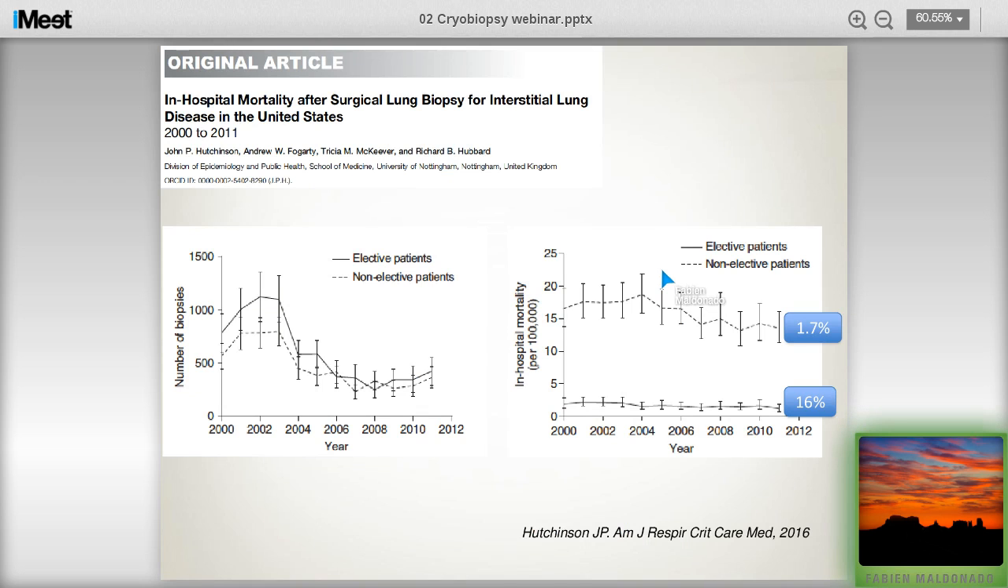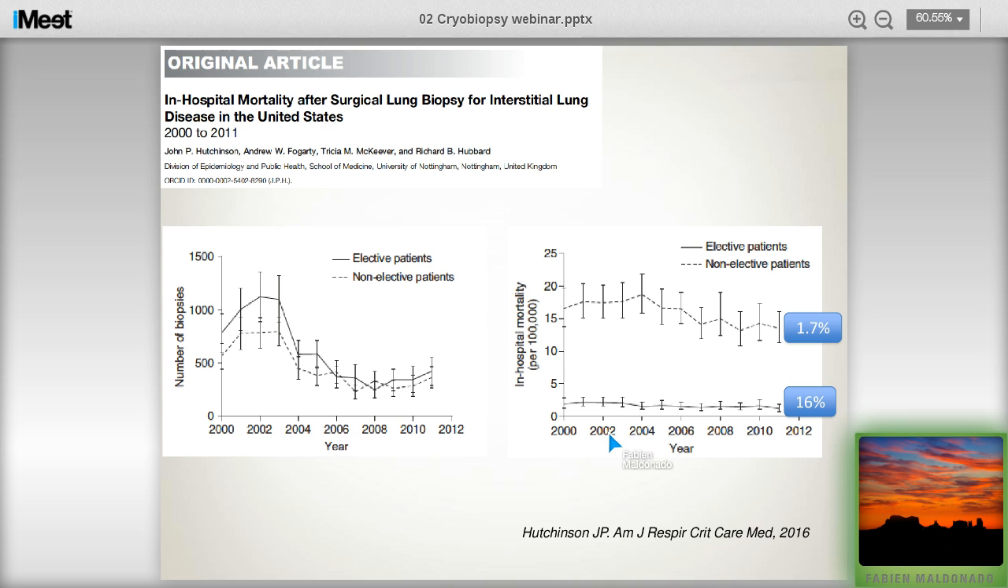And so, as I was mentioning, the question is, well, are we doing better? Looking at the next decade from 2000 to 2010, 2011, again from the Hutchinson paper published last year, you can see that the mortality remains quite high, not quite 16% as in the paper that I just mentioned, but still 1.7%. That's one patient in 60 that will potentially die from surgical lung biopsy. So that's a very high mortality rate, I think, for an elective diagnostic procedure.